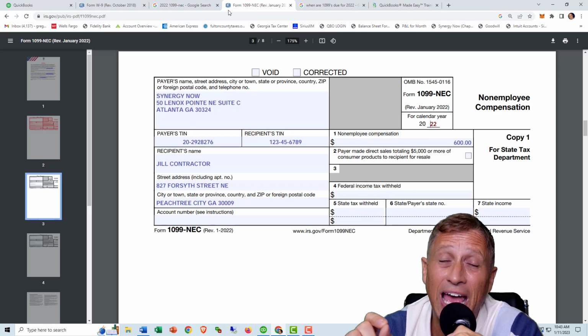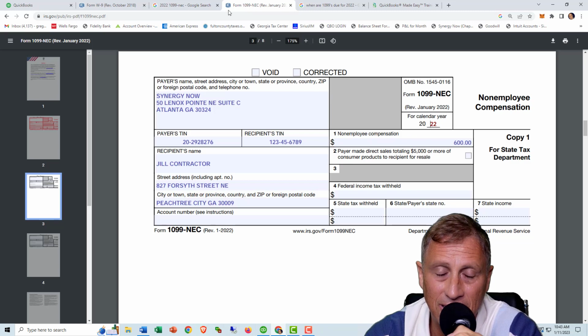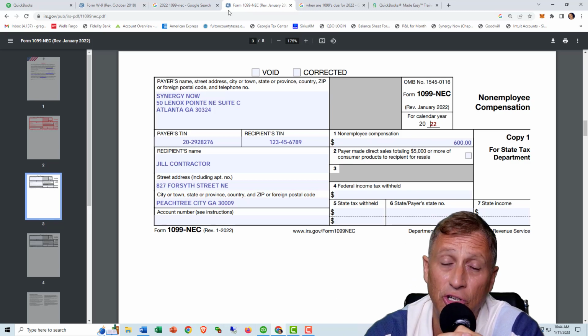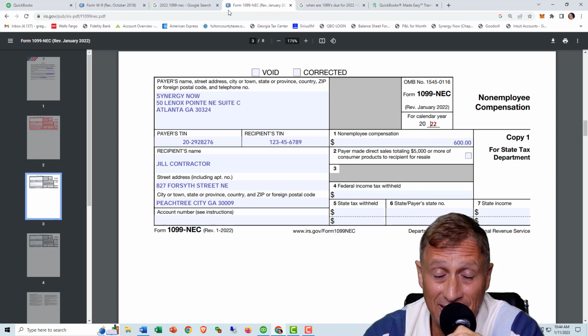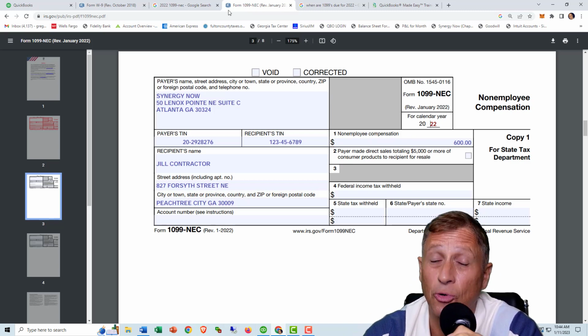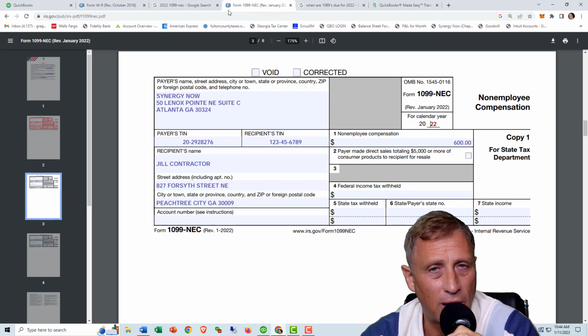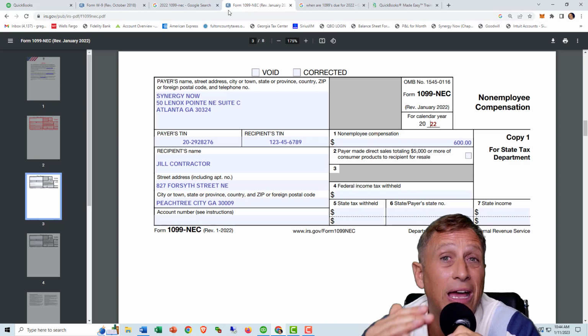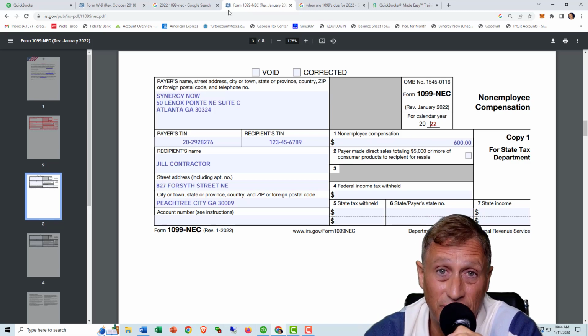That means you have to have them sent out: emailed, mailed, handed to the person. They don't have to have received them, but you have to get them out the door by January the 31st. And you also have to get the copies out the door to the government, okay? You can electronically file them or you can mail them to the government. But anyway, it's all happening on January the 31st.